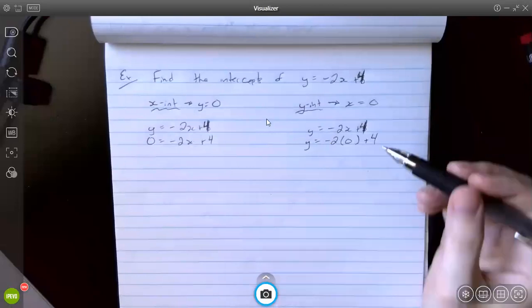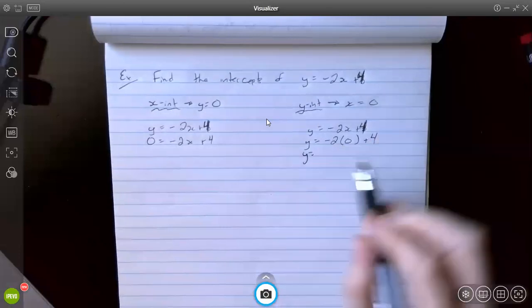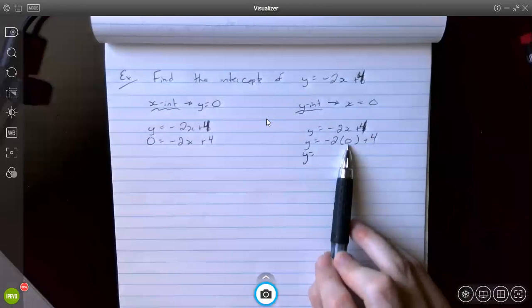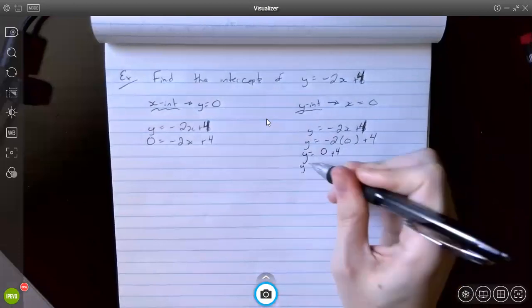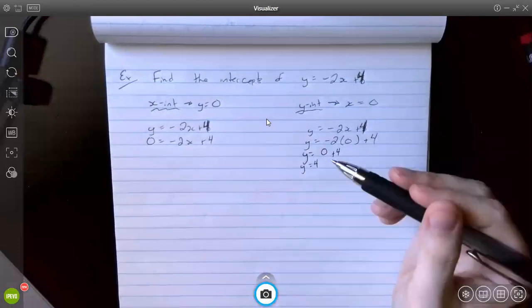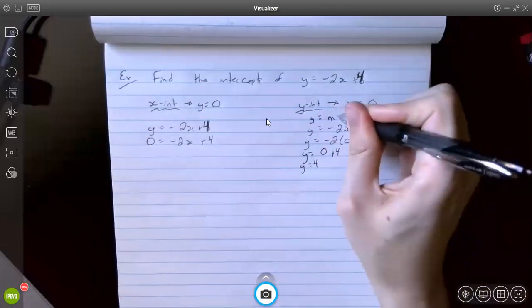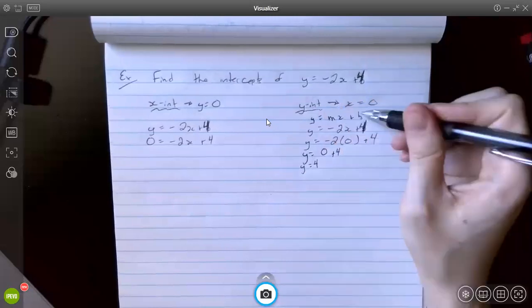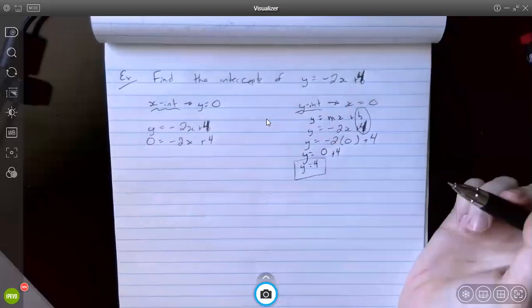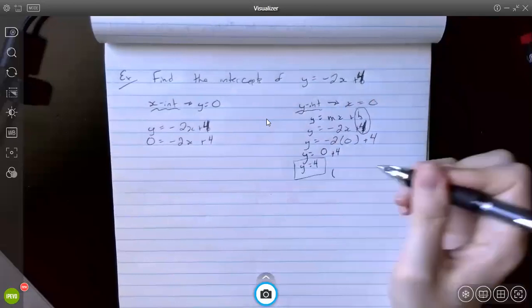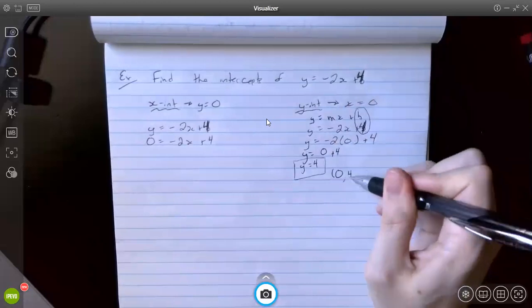The y-intercept is always going to be the easiest one to solve for, because when I plug the x in here as 0, negative 2 times 0 is just 0, and then 0 plus 4 is 4. So feel free to skip these steps, because remember, if I write out my equation y equals mx plus b, my b value is always going to be my y-intercept. And I can then write that as a coordinate because I know that my x value is 0, and I just solve that my y will be 4.